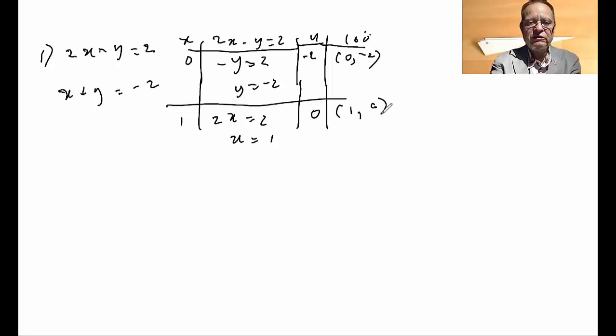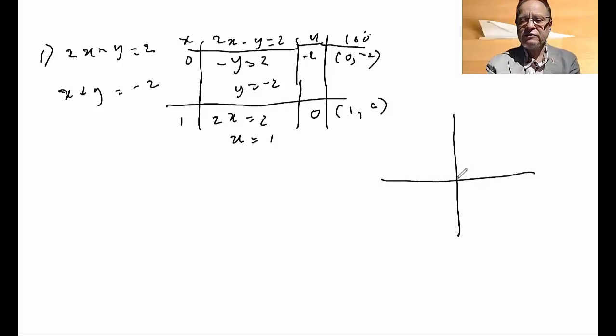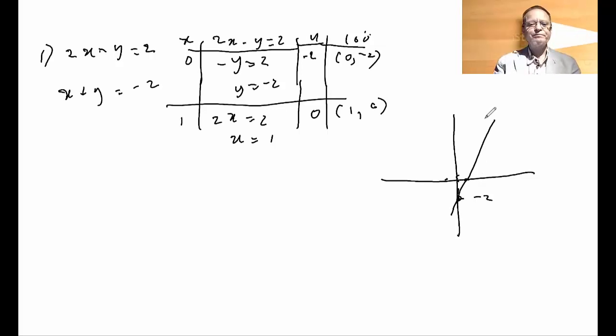So it would look something like this. We have for this one, if x is 0, y is negative 2, and that's one of the points. And the other one is if x is 1 and y is 0, so we could maybe draw a line kind of like that for that one.